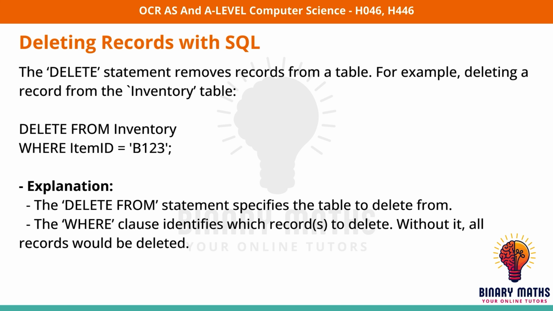Finally, let's talk about deleting records. We use the DELETE statement for this. For example, to delete the item with item ID B123 from the inventory table, we can use the statement as you can see on your screen. The DELETE FROM statement specifies the table to delete from. The WHERE clause identifies which record or records to delete. Without it, all records in the table would be deleted, so be careful.